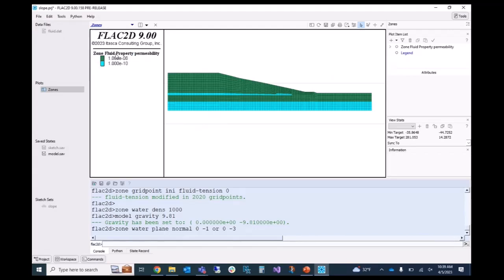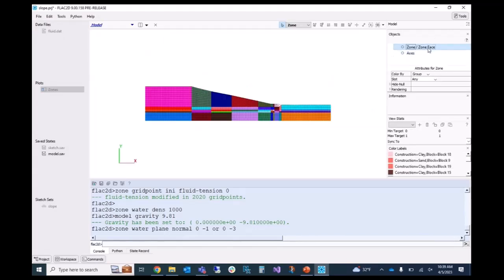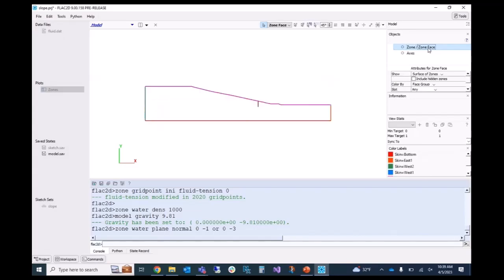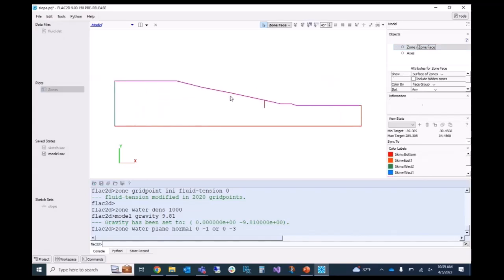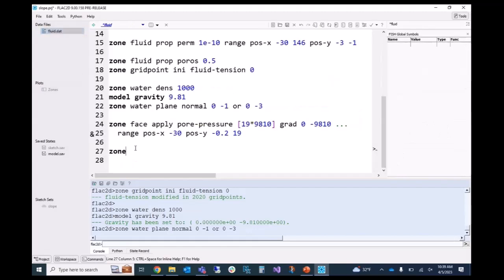If I go back to my model pane and I click on zone face, this whole top layer here, this pink one, is called top, which is lucky. So it makes it easy. So I can just say zone face apply. I can just type pp, because I'm lazy, 0 range group top.